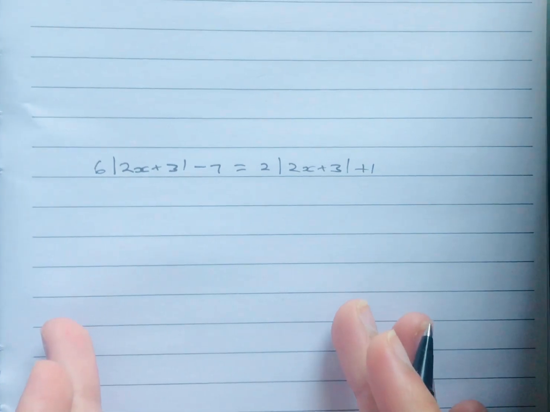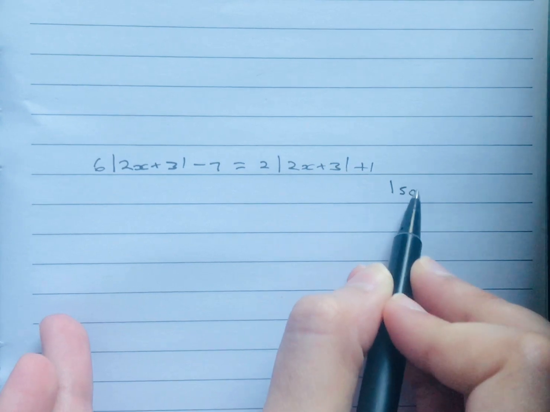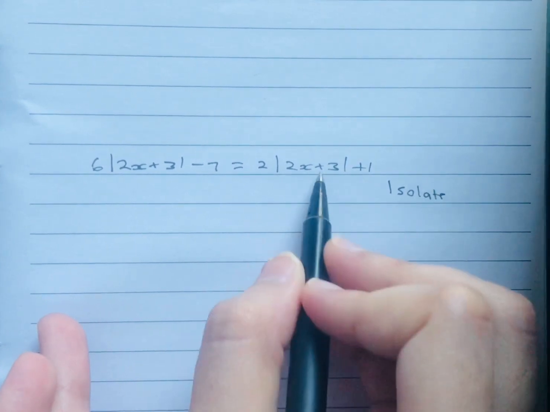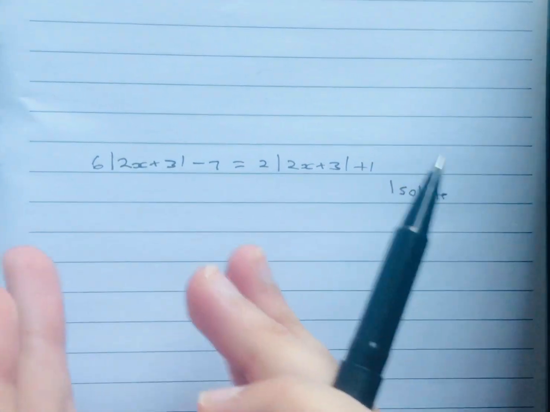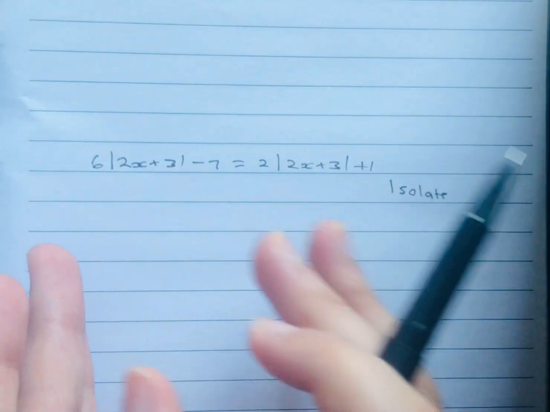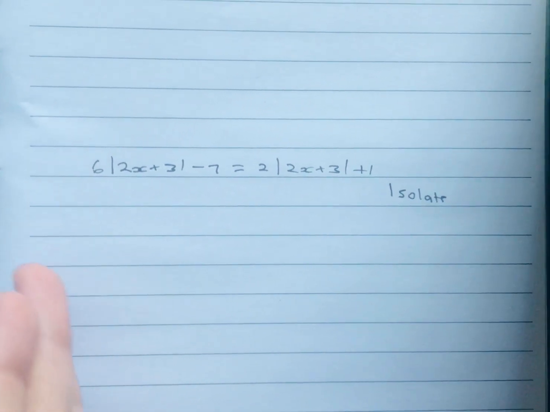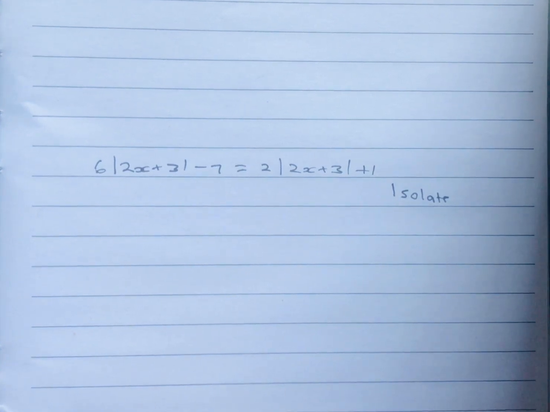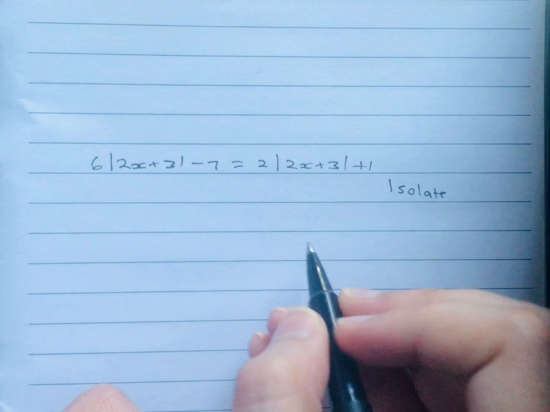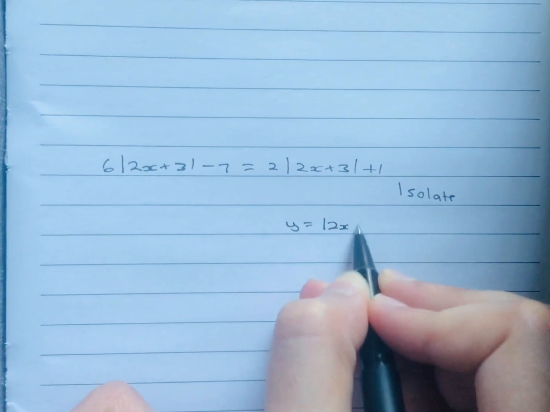Do not get confused. The first thing that you need to do is isolate these ones. Okay, so it's like bring the like terms together, but it's just that you're bringing these ones together. Okay, let's do this before you continue. Let's put a y instead of the absolute value of 2x plus 3.